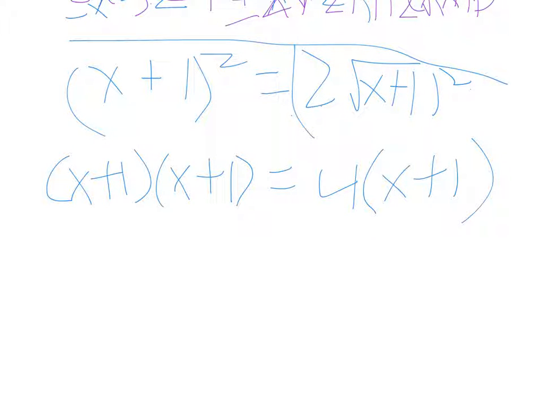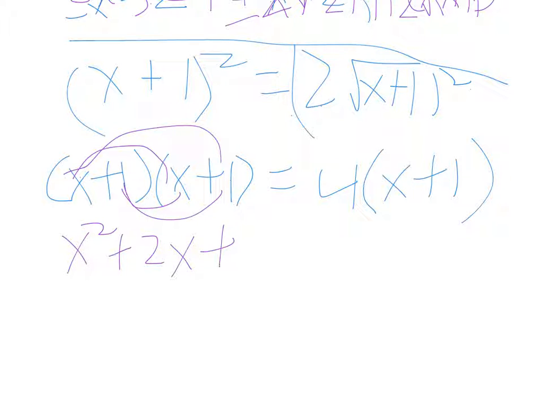So now on the left hand side, if we FOIL this, x times x is x squared, x times 1 is x, plus 1 times x, which is x. x plus x is 2x, then 1 times 1 is 1. Equals, now if we distribute, it'd be 4 times x, which is 4x, then 4 times 1, which is 4.